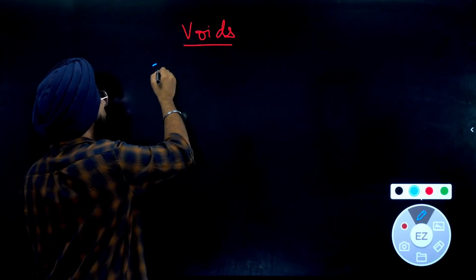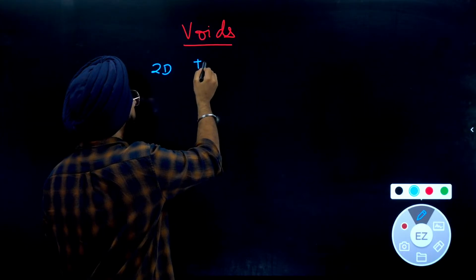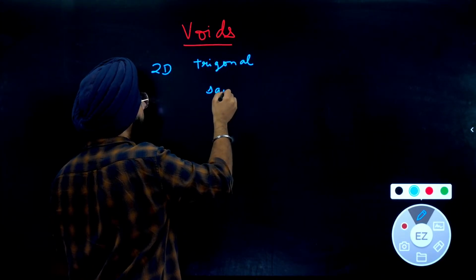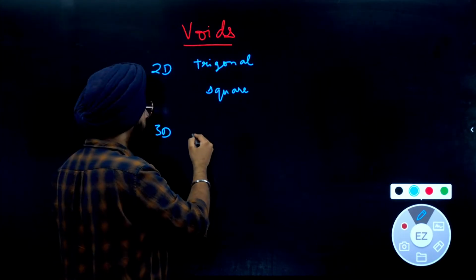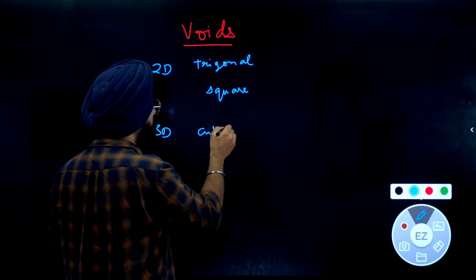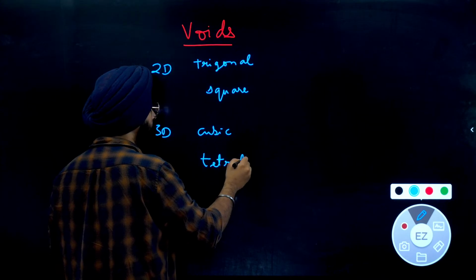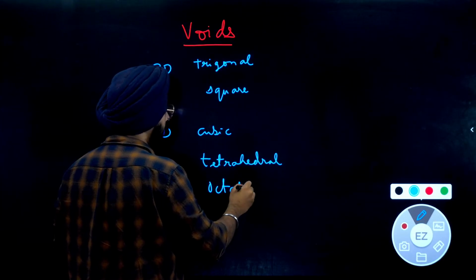Cool. So first let's revise the 2-dimensional voids. You had a trigonal void. Then you had the square void. Then let's come to 3D. In 3D, the simplest one to understand was the cubic void. And then we had the tetrahedral void. And then finally we had the octahedral void.